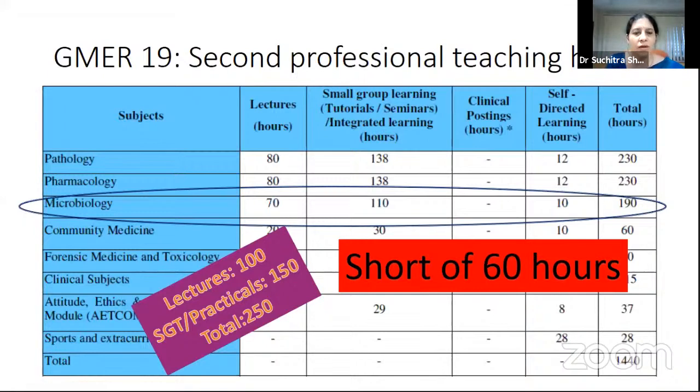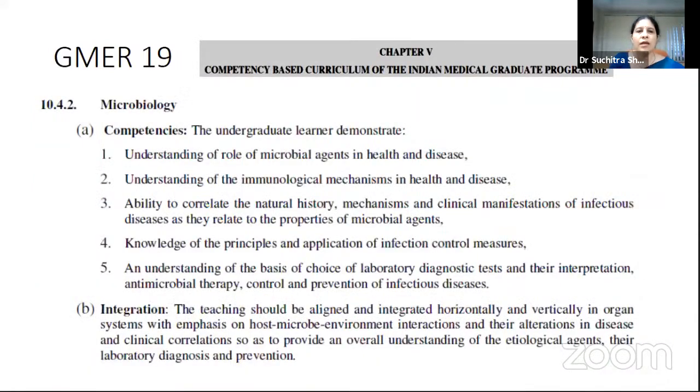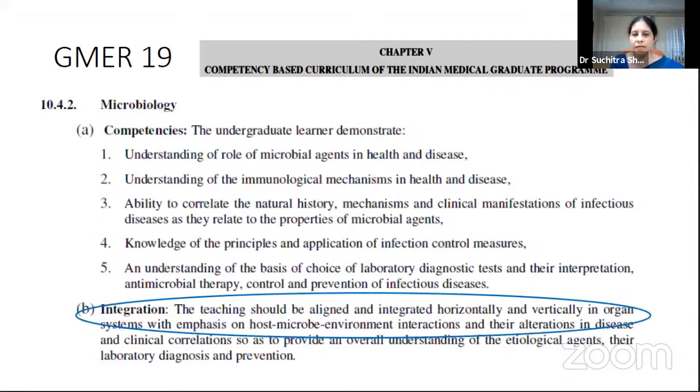I would say now, how do we go about completing our entire portion and teach our students in this 60 hours? Now, GMER 19, in chapter 5, has given us the microbiology competencies to be completed. Towards the end, they are also saying that teaching should be aligned, integrated horizontally and vertically. And most importantly, they have said in organ systems with emphasis on host microbe environment interactions.